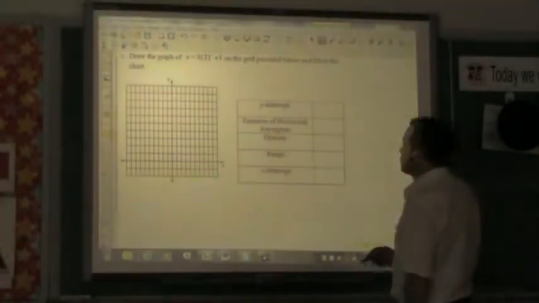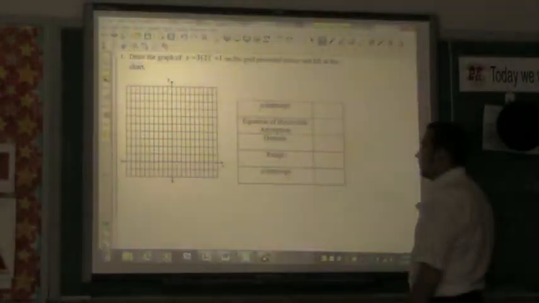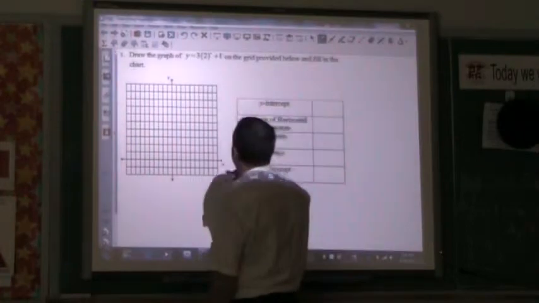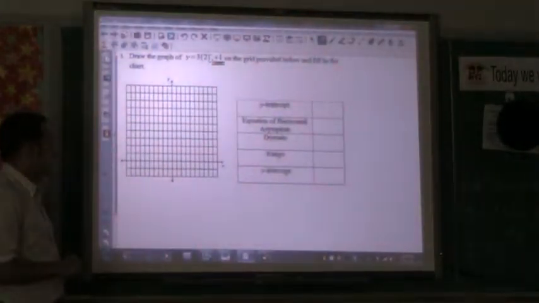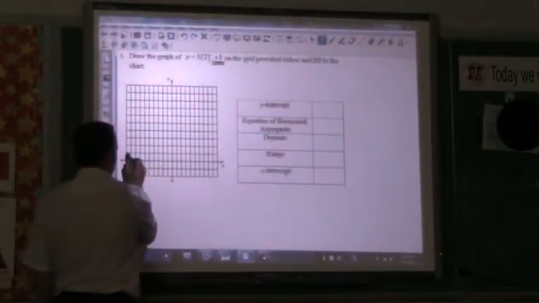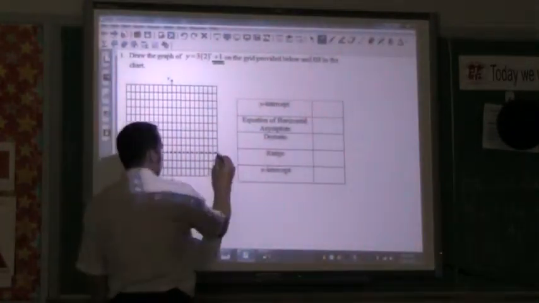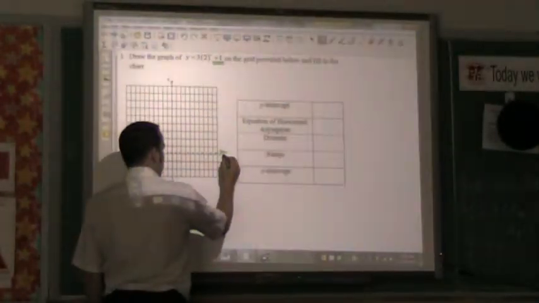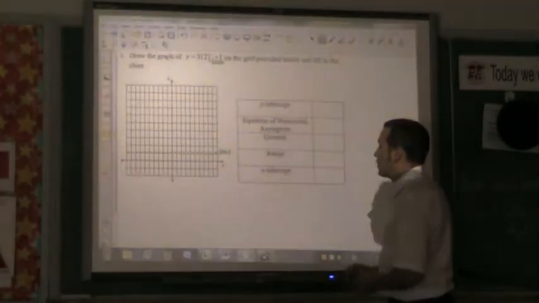All right, so the first one, we have an exponential that we're graphing here. Really quickly, the end number here gives us our horizontal asymptote. So that's +1, so there's my horizontal asymptote along here, y equals 1.